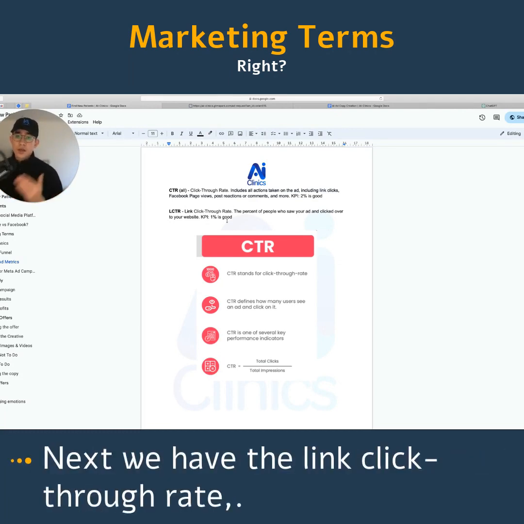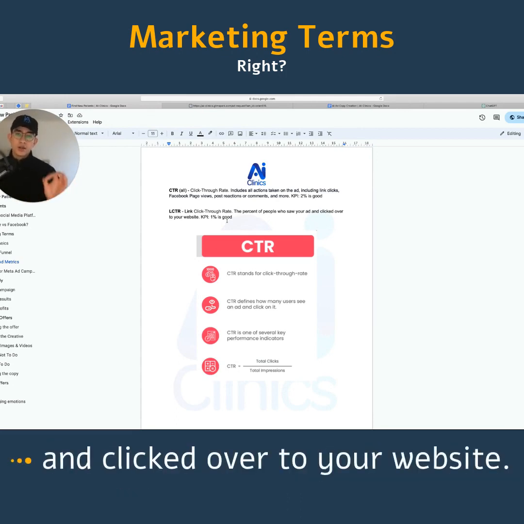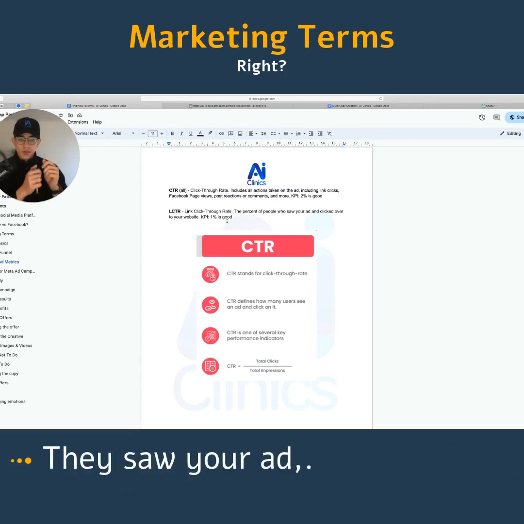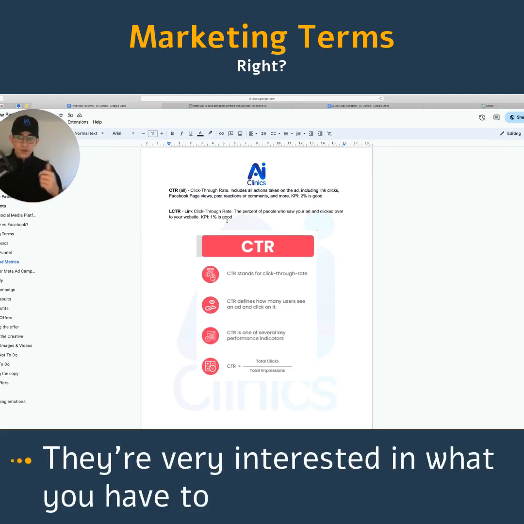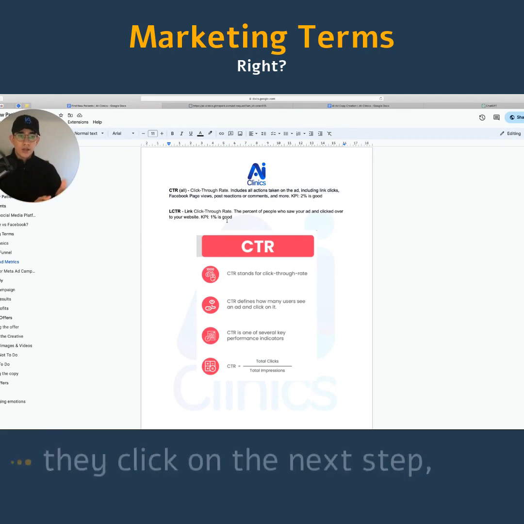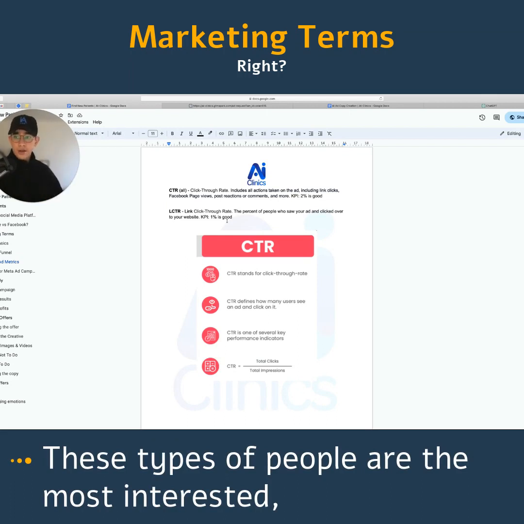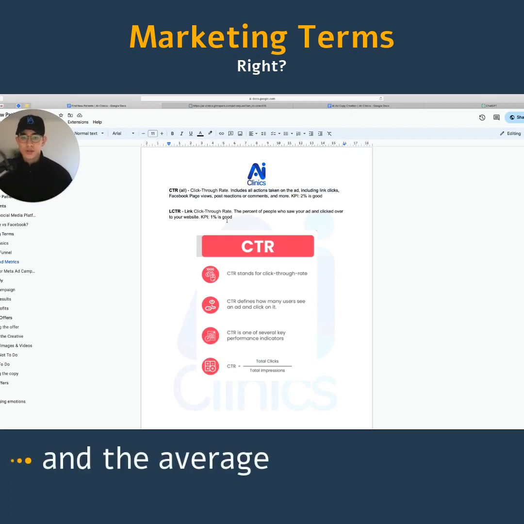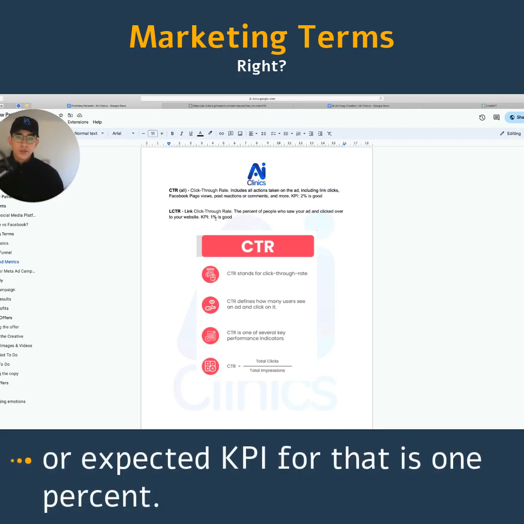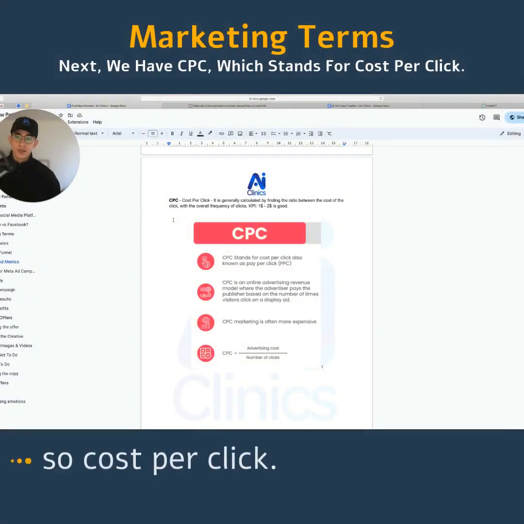Next, we have the link click-through rate, which is the percent of people who saw your ad and clicked over to your website. So they saw your ad, they clicked on it, they're very interested in what you have to offer, they fill in their information, and then at the very end, they click on the next step, which is to go see what your website actually is. These types of people are the people that are most interested, and the average or the expected KPI for that is 1%.